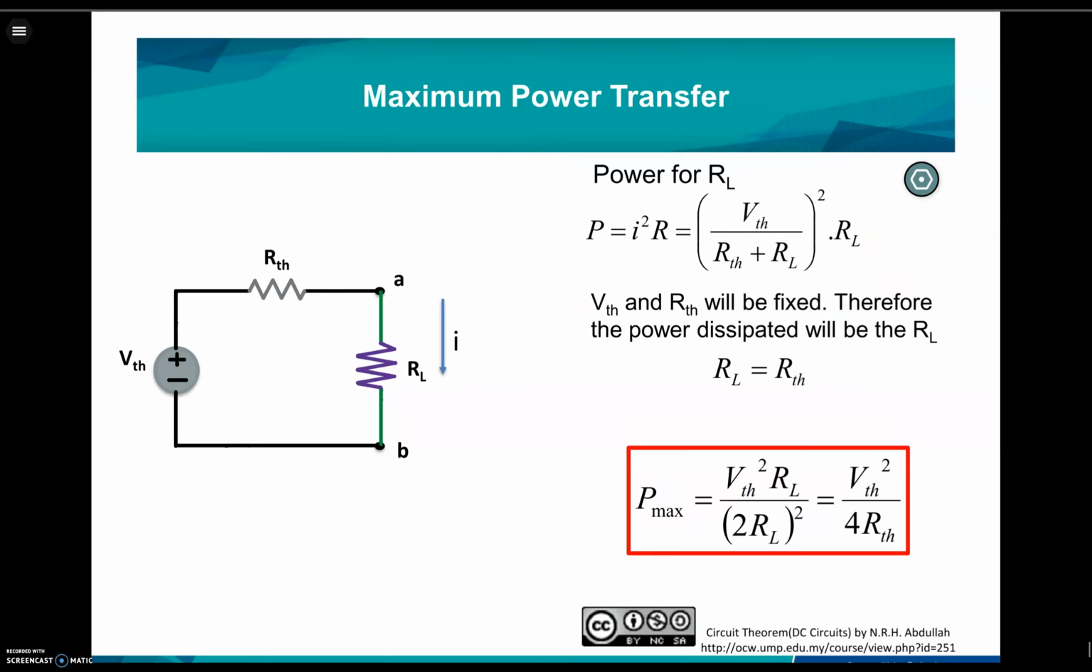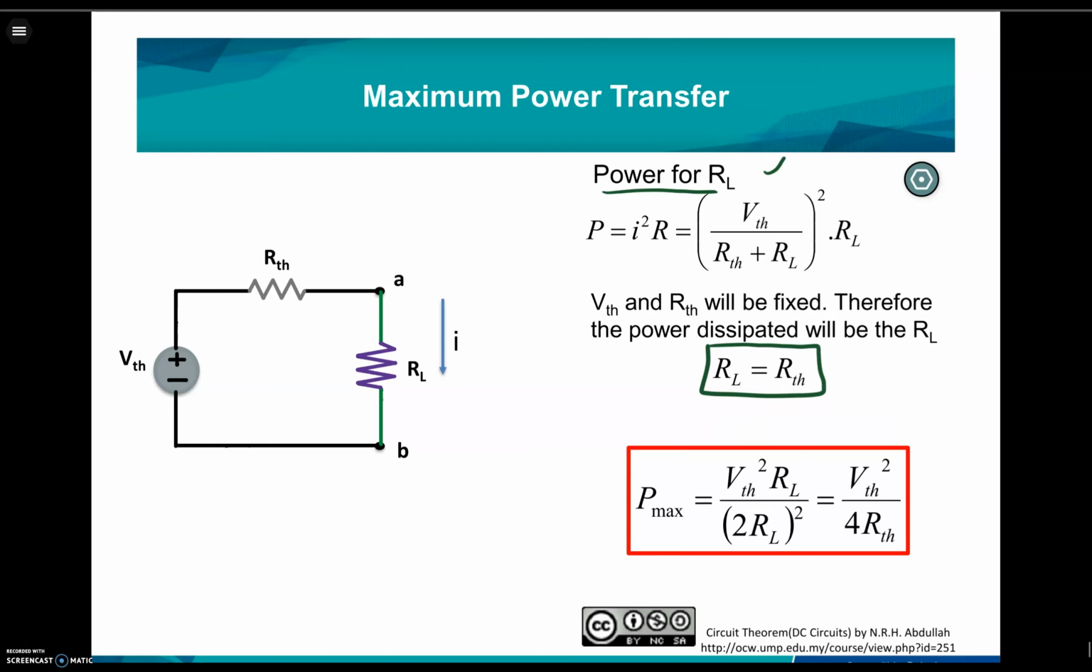This is the Thevenin equivalent circuit. You can see that there is a Vthevenin, R Thevenin, and RL, and the current I is flowing through the RL. The power for the RL is P equal to I squared R. So the I equation will be Vthevenin over R Thevenin plus RL, squared, and then times RL. Vthevenin and R Thevenin will be fixed. Therefore, the power dissipated will be maximum when RL is equal to the R Thevenin. This equation is very important.